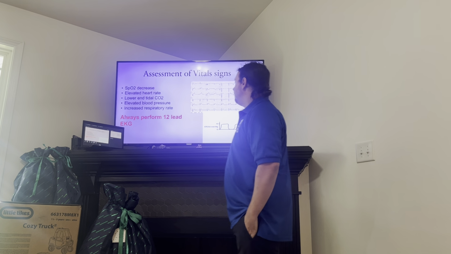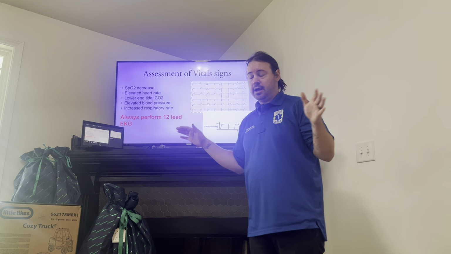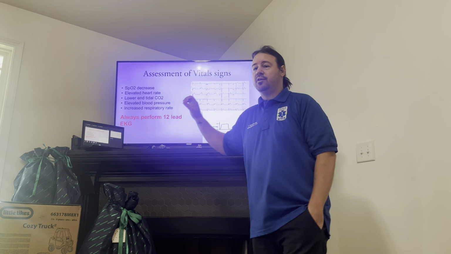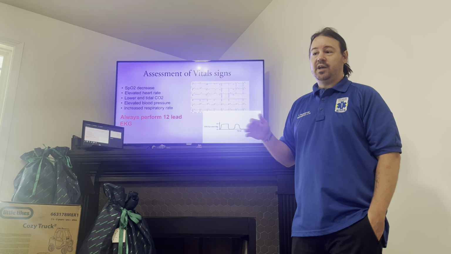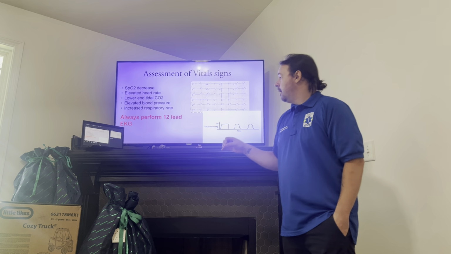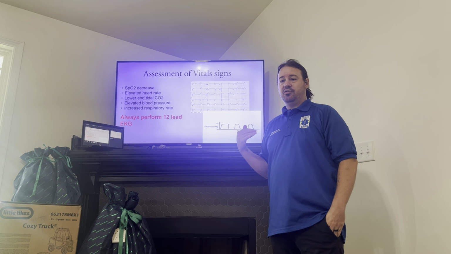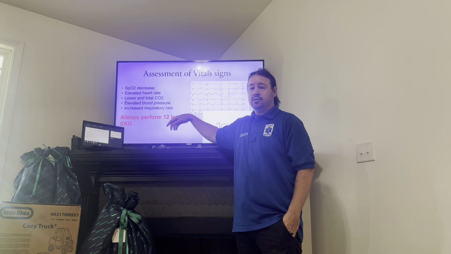So, the assessment of vital signs. These are not steadfast, right? These are certain things that we could see that would increase our level of suspicion that you may be dealing with some sort of CHF exacerbation, okay? Like we discussed, the backup of fluid into the lung causes disruption in the gas exchange, right? So your pulse ox may decrease.